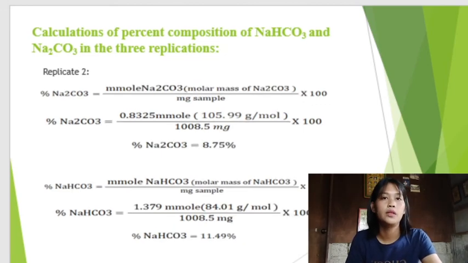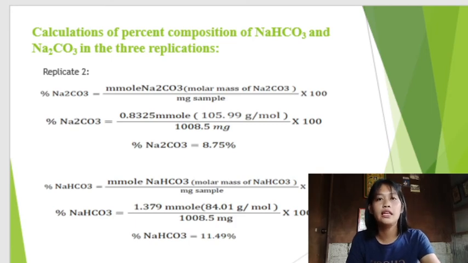In replicate 2, same as with replicate 1, the percent composition of sodium carbonate is the millimoles of sodium carbonate times the molar mass of sodium carbonate, all over the milligram sample, times 100. So we get the percent composition of sodium carbonate equal to 8.75%. For percent sodium bicarbonate in replicate 2, millimoles of sodium bicarbonate times the molar mass of sodium bicarbonate, all over the milligram sample, times 100. So we get the percent composition of sodium bicarbonate equal to 11.49%.